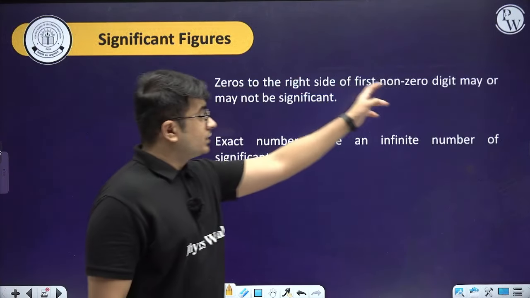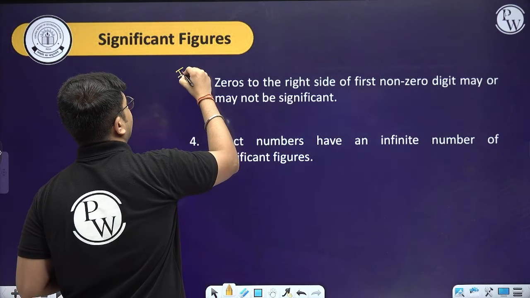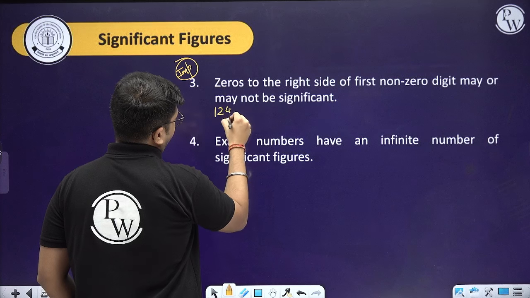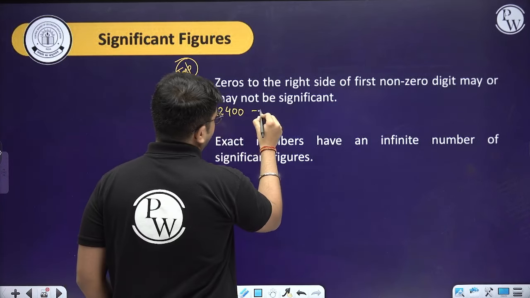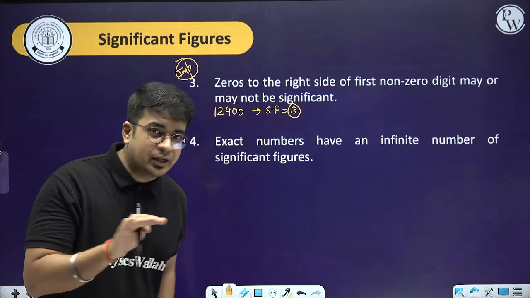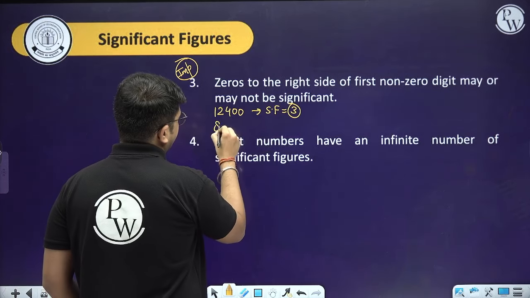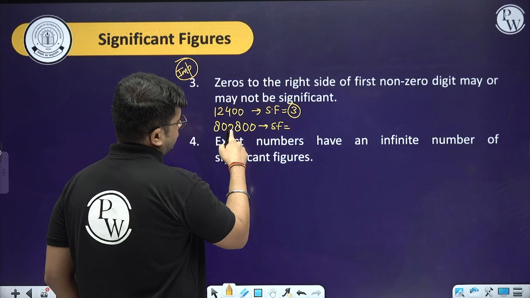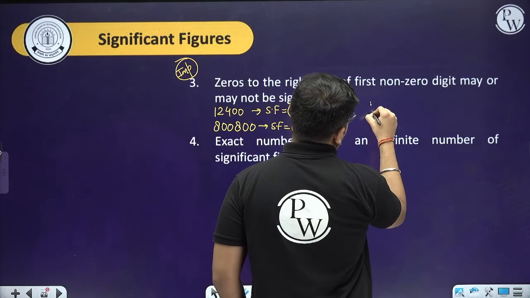Next part, zeros to the right side of a first non-zero digit may or may not be significant. Now this is the most important part and the most confusing one. For example, I am writing the number 12400. If there is no decimal after the non-zero, just remember significant figures are only 3. So all these zeros, if there is no decimal point after the non-zero, they are not significant. We have the number 8000800. Significant figures are only 1, 2, 3 and 4. 4 significant figures.